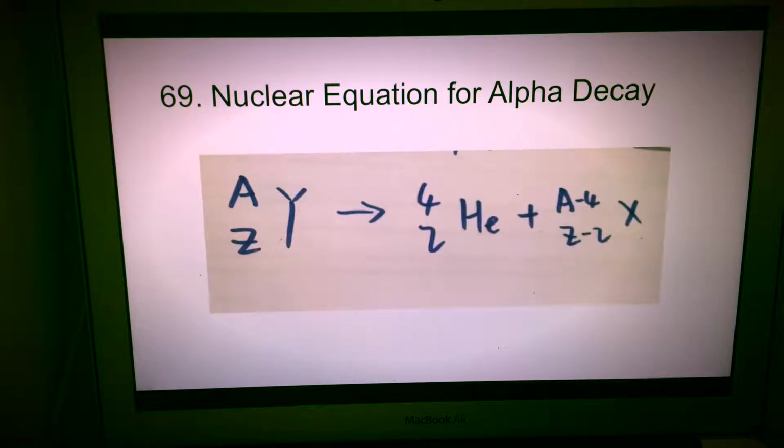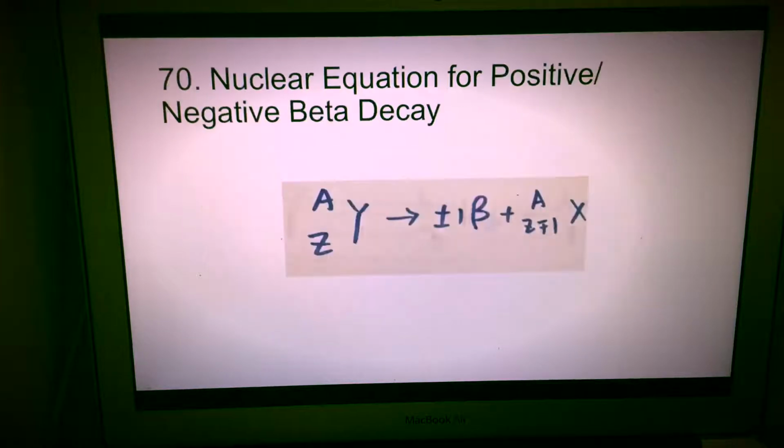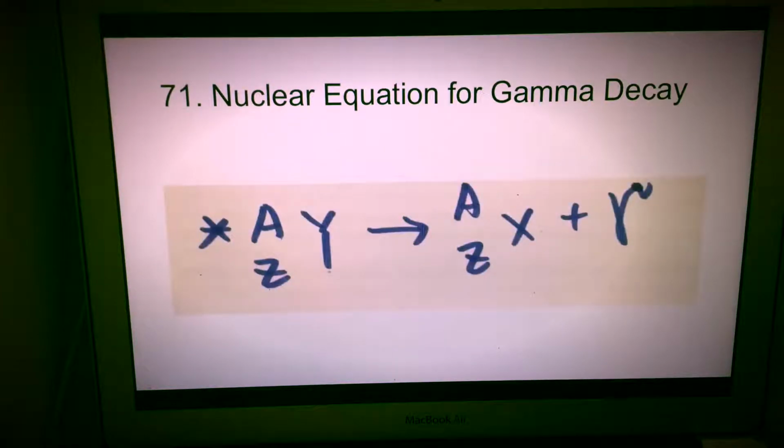69. Nuclear equation for the alpha decay. Alpha decay is focusing on the helium, He 4 over 2. 70. Nuclear equation for positive or negative beta decay. Beta decay is just electron or positron decay. 71. Nuclear equation for gamma decay. Gamma is just releasing the energy, but there's no mass and no charge.